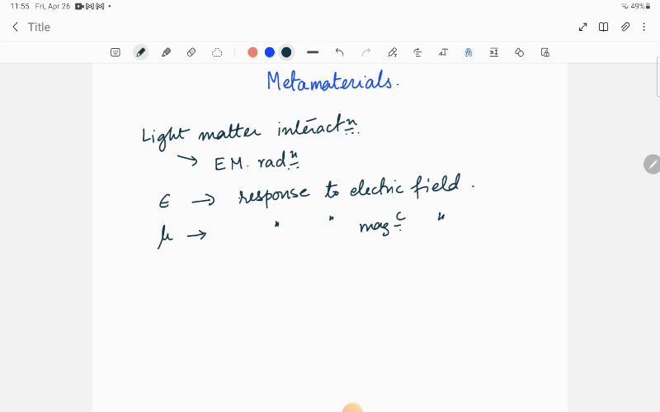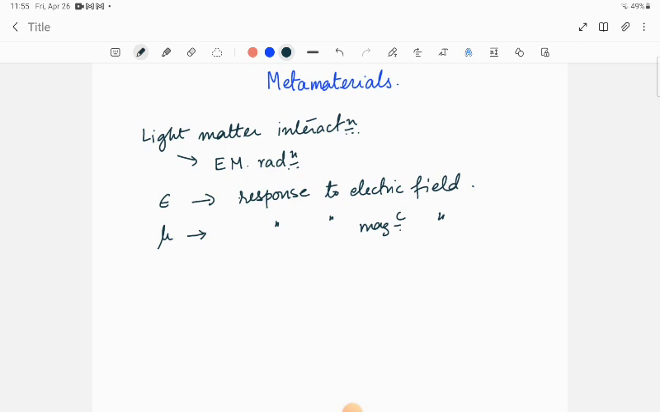Okay, and so far, till now, we always considered mu to be 1. So the material is non-magnetic, and so the permeability is given by mu naught. So mu becomes 1, but now we will see that for metamaterials particularly we need to have magnetic materials.